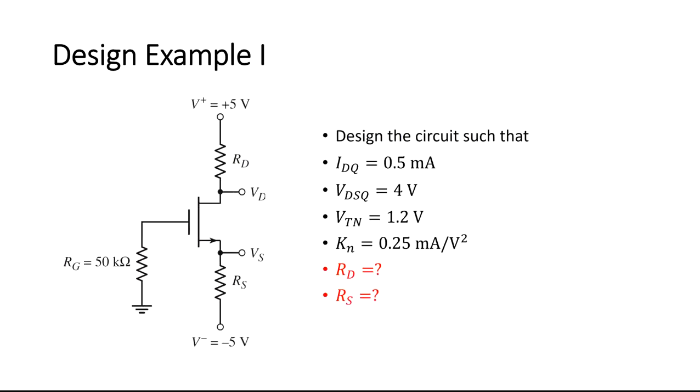In the example, for the given parameters, two resistor values denoted by RD and RS should be found. Note that since the DC analysis produces the quiescent values of the drain current and the drain to source voltage, they are usually indicated by IDQ and VDSQ.